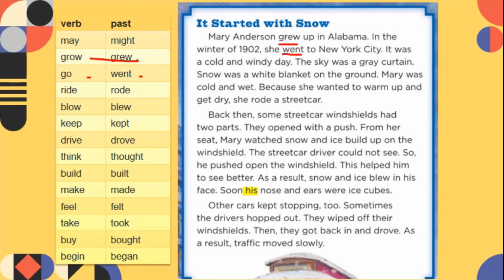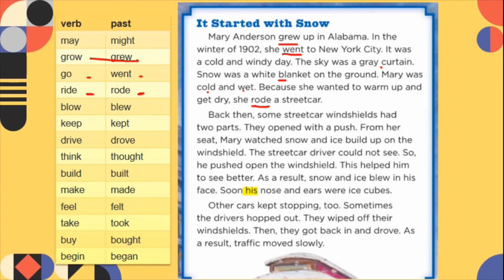It was a cold and windy day. The sky was a gray curtain. Snow was a white blanket on the ground. Mary was cold and wet. Because she wanted to warm up and get dry, she rode a streetcar. So rode, the verb is ride and becomes rode in the past.